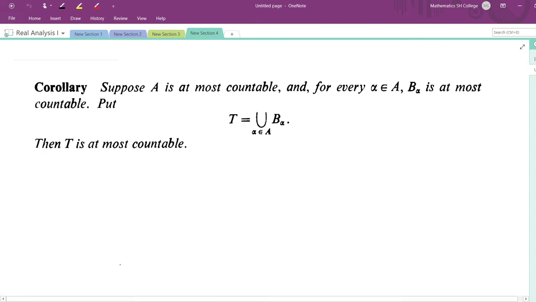Next, we have a corollary of this theorem. Corollary means it follows from the theorem. Suppose A is at most countable, and for every alpha in A, B alpha is at most countable. Put T equal to the union of B alpha. Then we have to show that T is also at most countable.